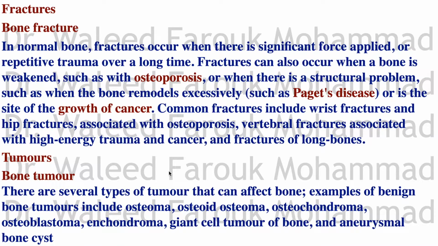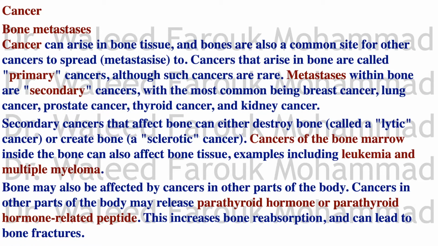Now, tumors: there are primary tumors that occur actually in the bone, and secondary tumors that are metastases. Metastasis means the tumor has a different origin than the bone. For bone tumors, there are several types that can affect bone. Benign tumors include osteoma, osteoid osteoma, osteochondroma, osteoblastoma, enchondroma, giant cell tumor of the bone, and aneurysmal bone cyst.